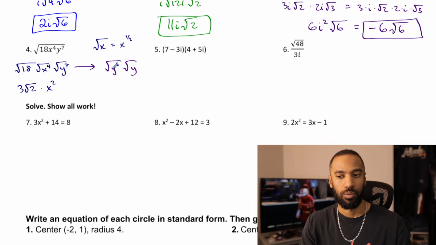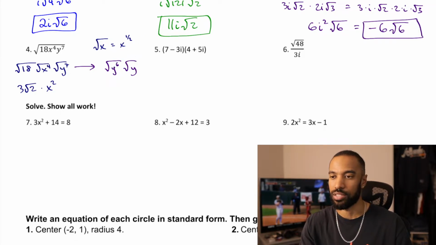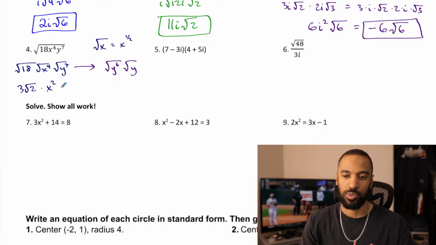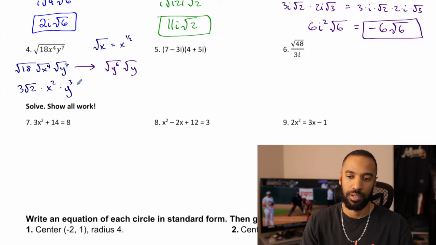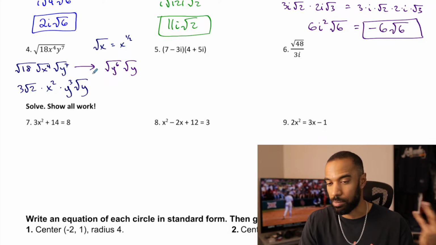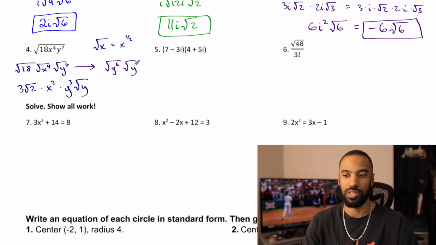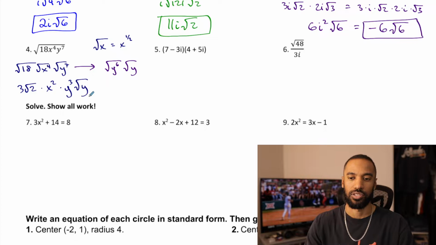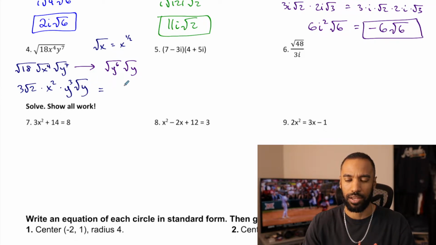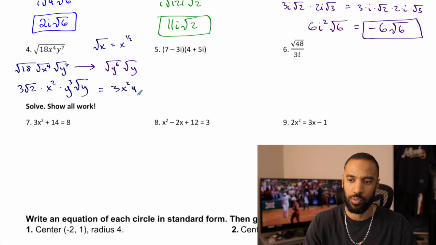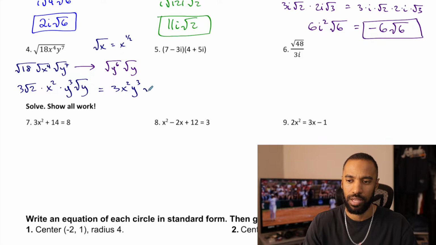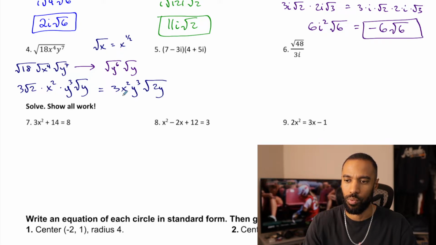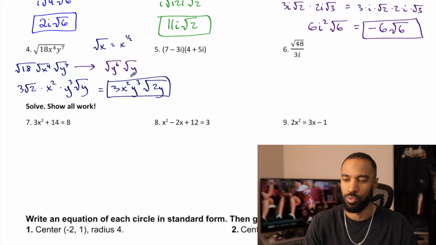But I can do the square root of y to the 6th. 6 divided by 2 is 3, and that becomes y cubed. And we're still left with a root y. Whatever remains is there. Multiply everything in front that's rational. Keep everything inside a radical that's irrational. 3 times x squared times y cubed. 3x squared y cubed is outside the radical. Inside the radical is 2y. 3x squared y cubed root 2y.